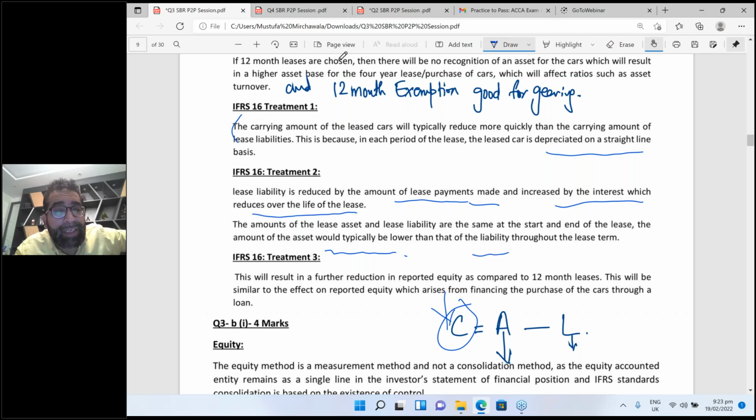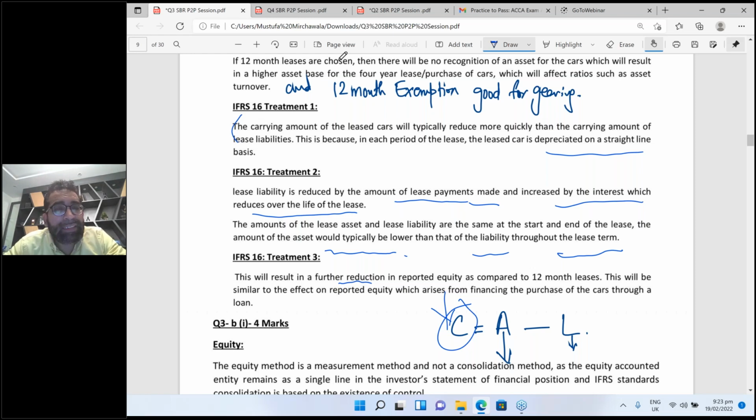The amount of the asset would typically be lower than that of the liability throughout the lease term. This will result in a further reduction in the reported equity as compared to a 12 months lease. As compared to a 12 months lease, the equity will be more down.